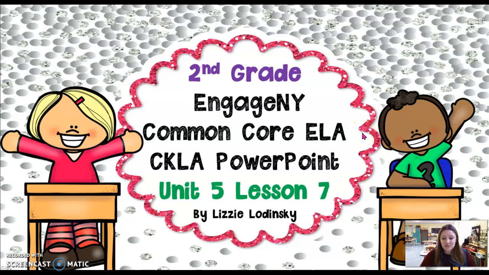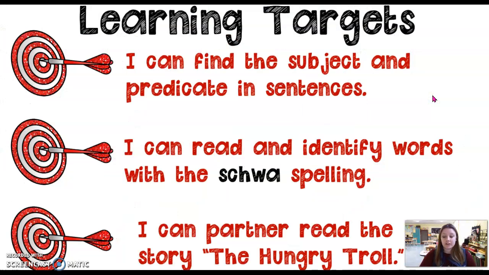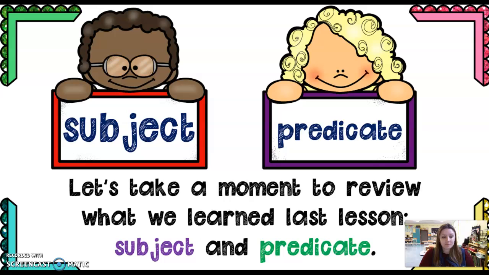Hi, second grade. Today we are working on Skills Unit 5, Lesson number 7. Our learning targets for the lesson. I can find the subject and predicate in sentences. We practiced this in our previous lesson. We'll continue practicing today. I can read and identify words with the Schwa spelling. Schwa is one of my most favorite words to say, and we're going to practice it today. And then we will also, if we have time, partner read together The Hungry Troll.